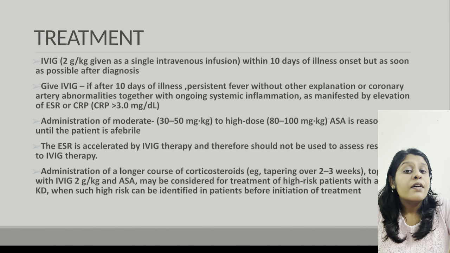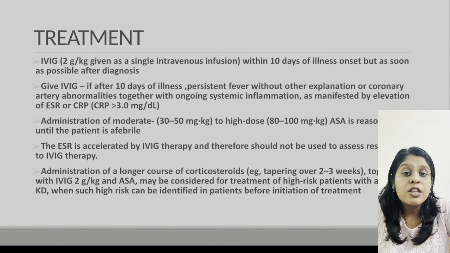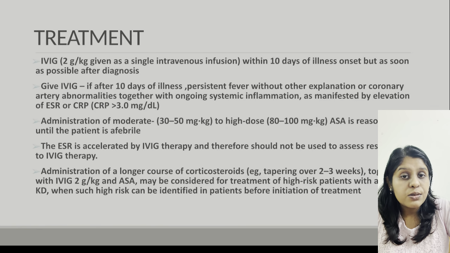Coming to treatment, we all know the drug of choice for treatment of Kawasaki disease is IVIG. The dose is 2 gram per kg, which is given as a single venous infusion over a single day; you can also give it over 2 days. Within 10 days of illness, or as soon as possible, IVIG has to be given.